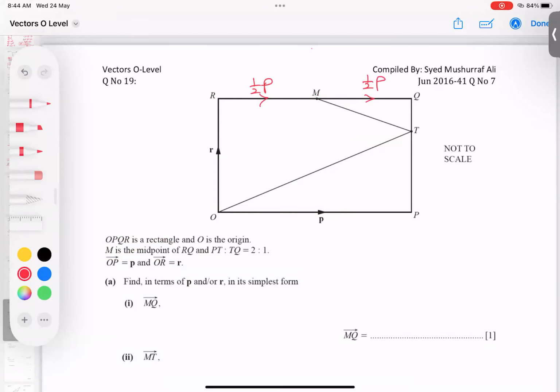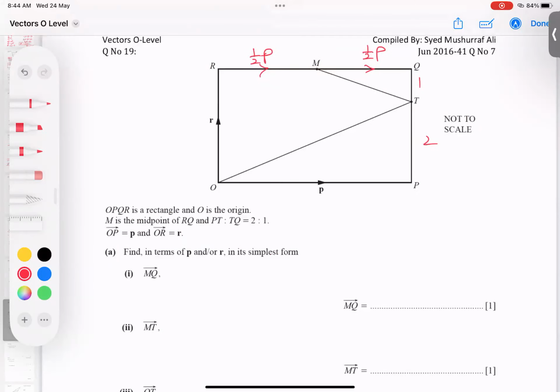Afterwards, he mentioned that P to T is a 2 ratio. So P to T is a 2 ratio, and T to Q is a 1 ratio. This ratio is given as well. The first question is asking, and second, O to R is R. Even this is also R. This full vector going upward is R, coming downward is minus R.